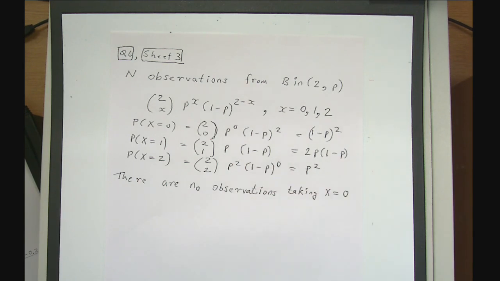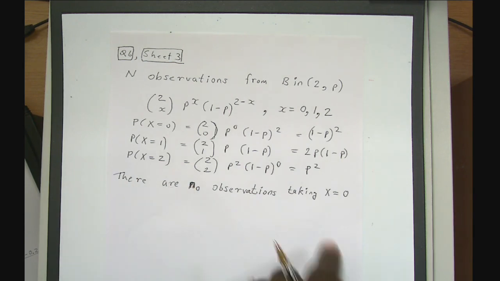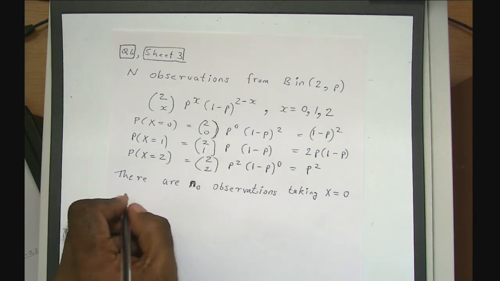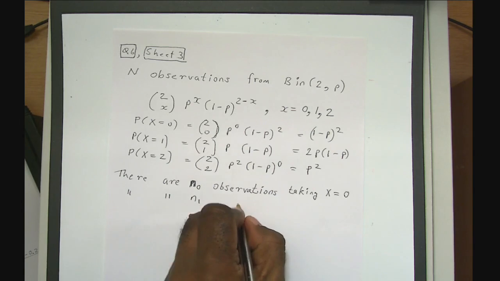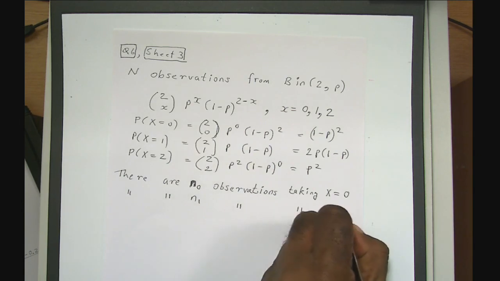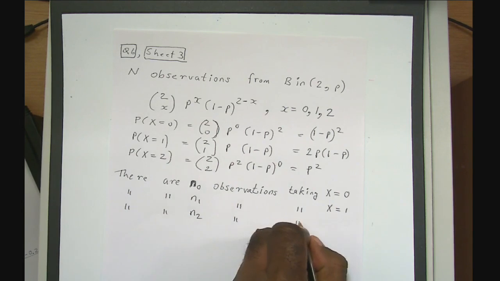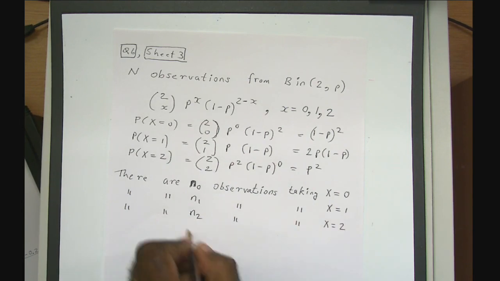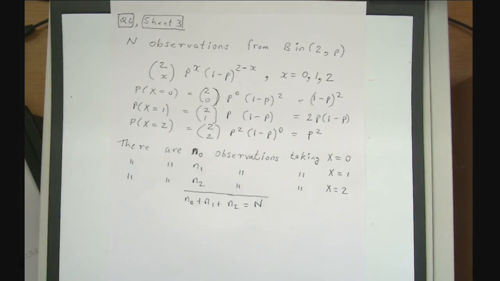You are also told in that question, if you look at the question, guys, that there are little n0 observations taking the value 0, this is small n, guys, and little n1 observations taking the value x equal to 1, and little n2 observations taking the value x equal to 2. In total, the number of observations, n0 plus n1 plus n2, is equal to capital N. This is what the question told you.